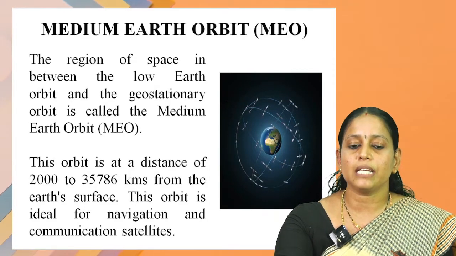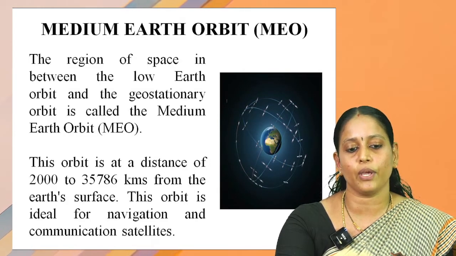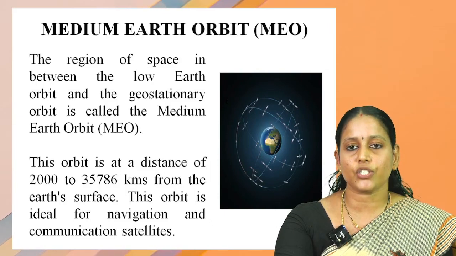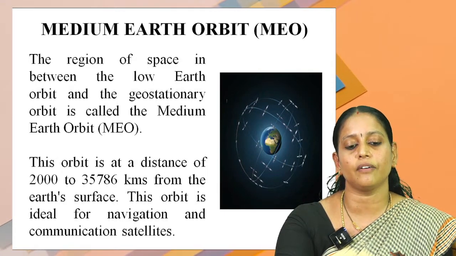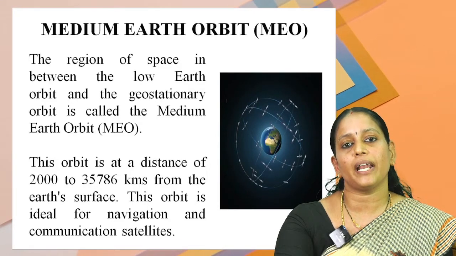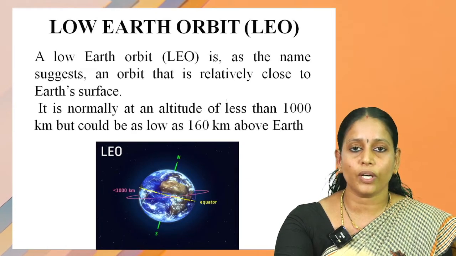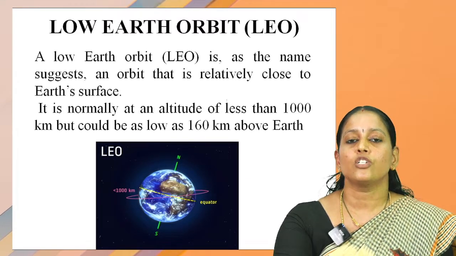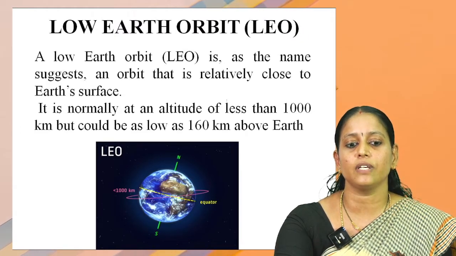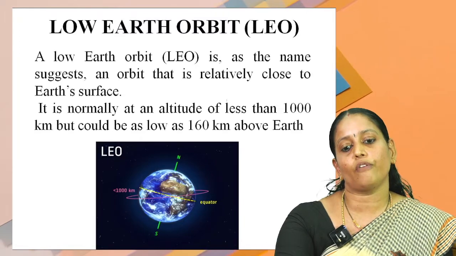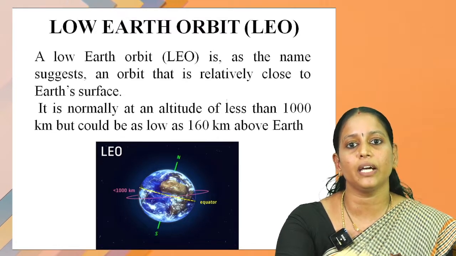The second category is medium earth orbit, otherwise called MEO. The region of space between the low earth orbit and the geostationary orbit is called the MEO. This orbit is at a distance of 2000 to 35,786 kilometers from the earth's surface, and it is ideal for navigation and communication satellites. Next is low earth orbit, otherwise called LEO. The name suggests that the orbit is relatively very close to the earth's surface. It is normally at an altitude of less than 1000 kilometers, but could be as low as 160 kilometers from the earth's surface.